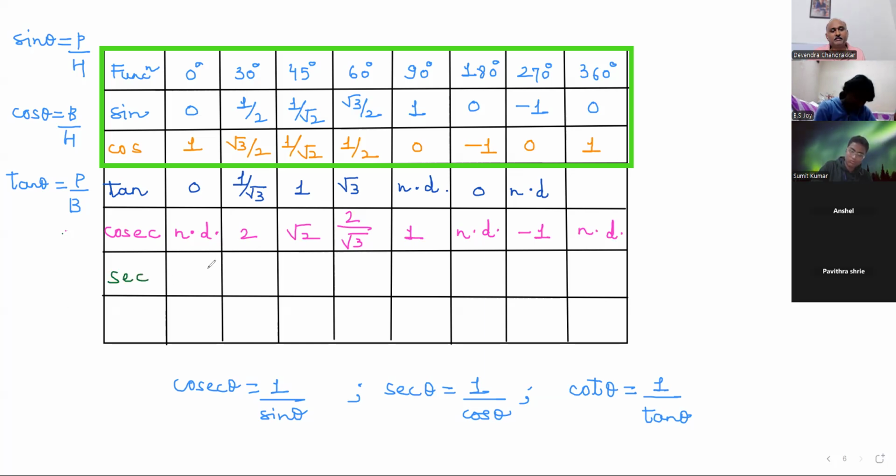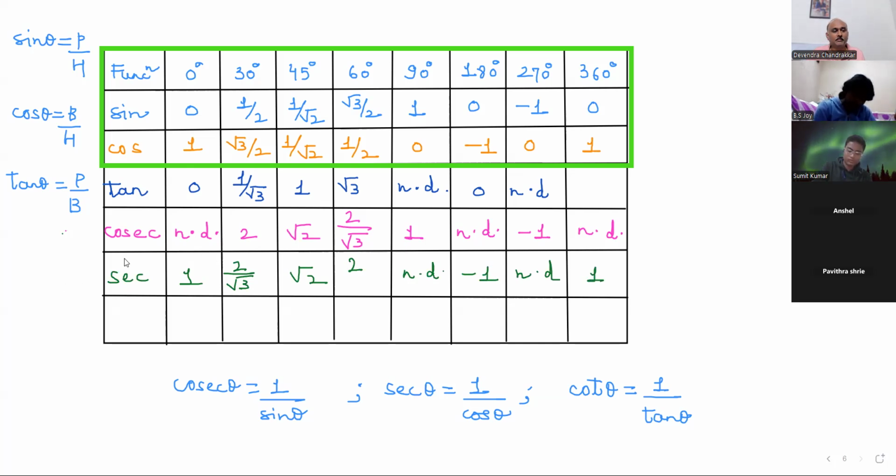ठीक है, sec क्या होगा बेटा, sec is 1 upon cos. So this is 1, this is 2 over root 3, this is root 2, this is 2, this is not defined, this is -1, not defined, and 1 again.